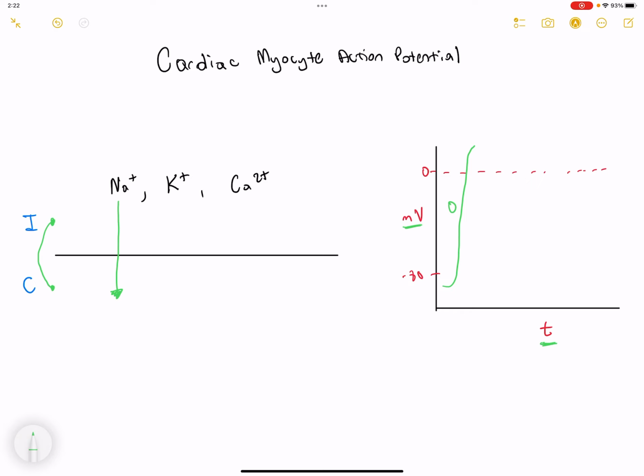Shortly after, the voltage change is going to be sensed by voltage-sensitive potassium channels, which are then going to open, and then potassium is going to start flowing out of the cell, and it is going to briefly repolarize the cell, and that is going to be phase 1, also known as initial repolarization phase.